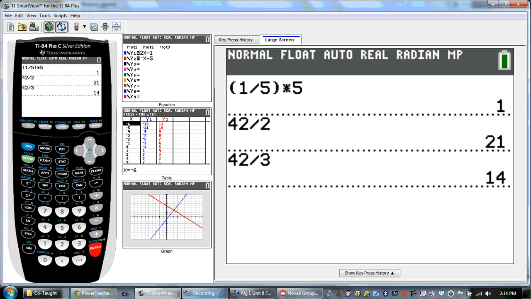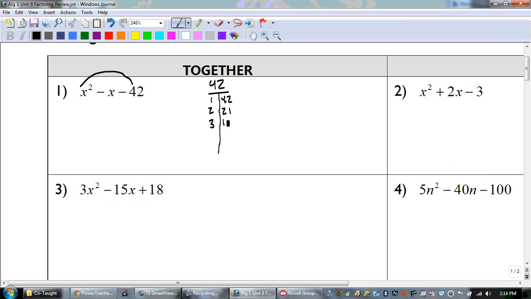Okay, good. 3 and 14. 4, no. 5, no. And then 6 and 7. Okay, so sorry about that. So if you don't know, that's the first thing to do.